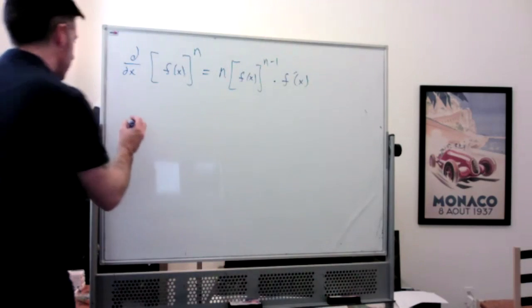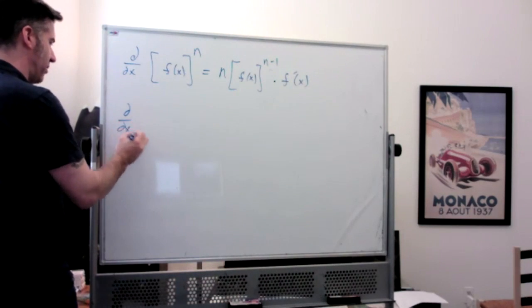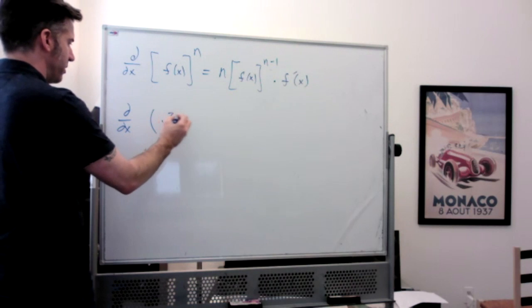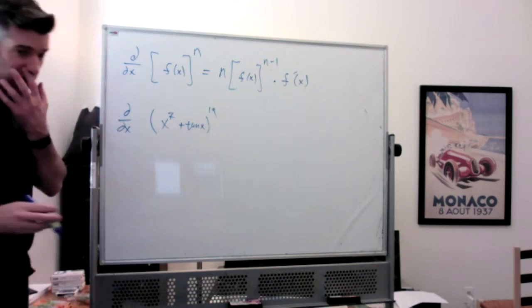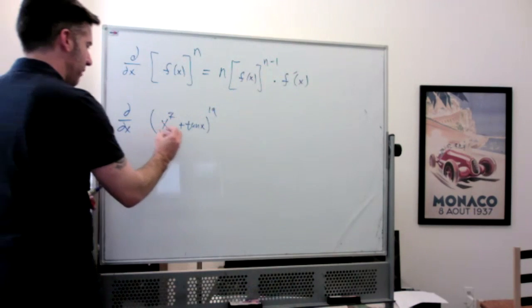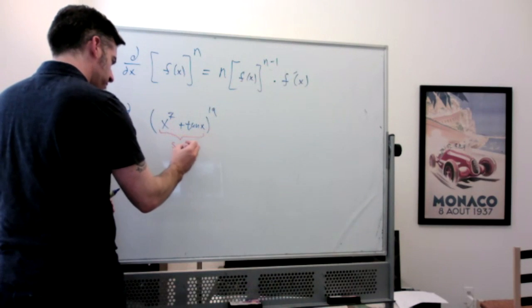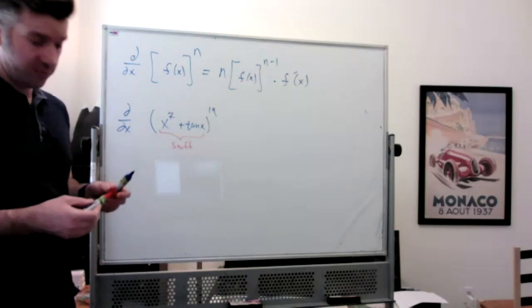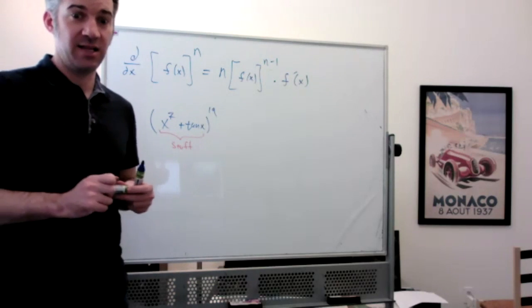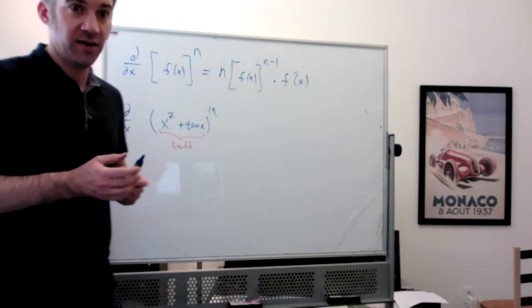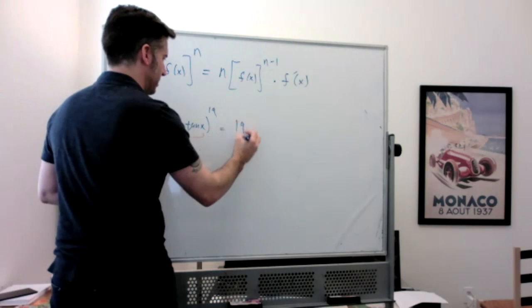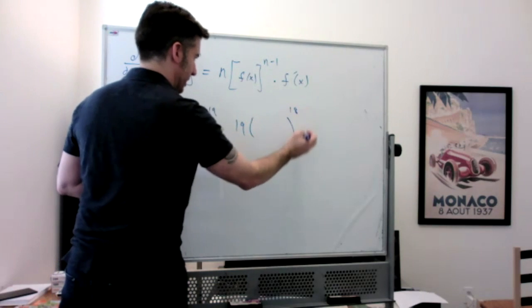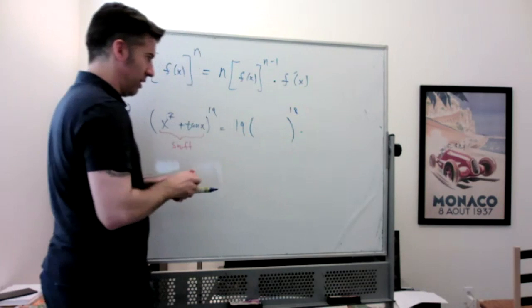So for example, if I want to take the derivative of, I don't know, x to the 7th plus tangent of x to the 19th power, the way I really say it in my head is I've got some stuff to the 19th power. And the derivative of x to the 19th is 19 times x to the 18th. So the derivative of some stuff to the 19th power is 19 times my stuff to the 18th times the derivative of my stuff.